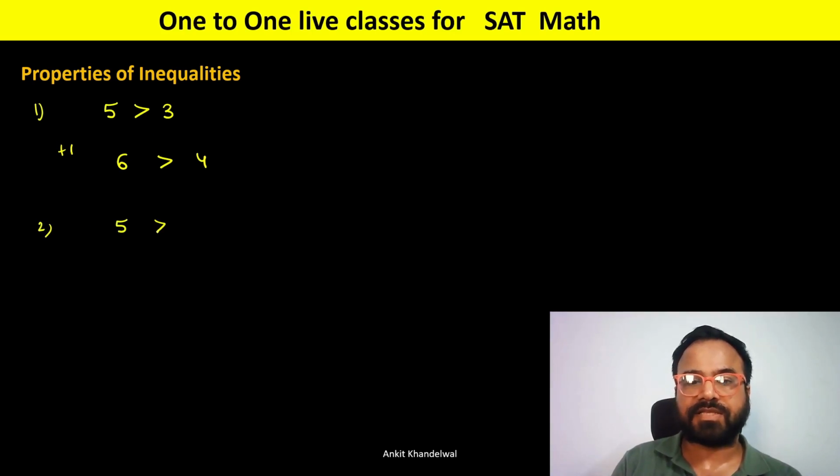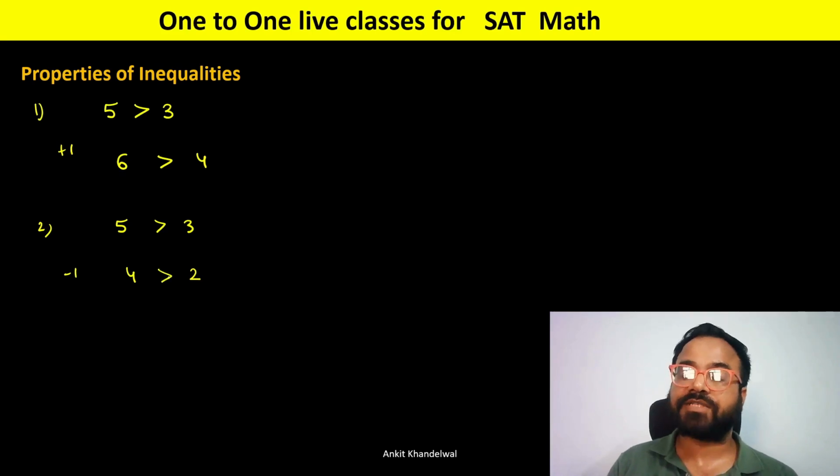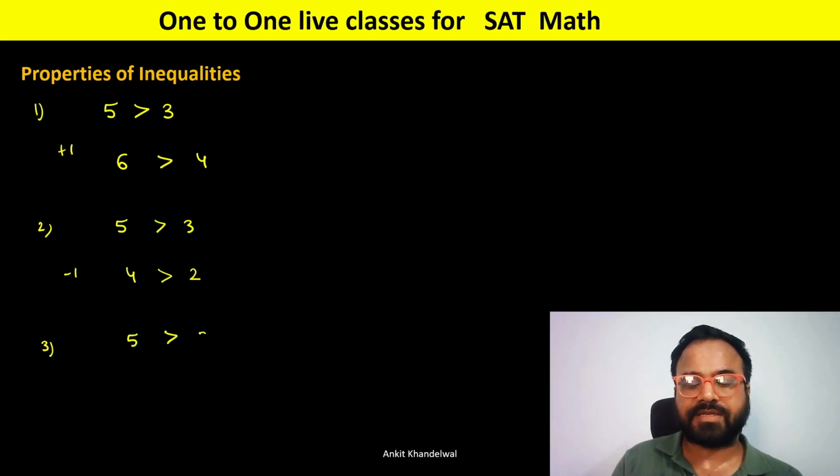In the same way, if I subtract 1 on both sides, this will become 4 and this will become 2. Still 4 is greater than 2, so we can subtract the same number on both sides of the inequality. If I, let's say, multiply by 2 on both sides, that will become 10 and that will become 6. Still 10 is greater than 6, so yes, we can multiply both sides by the same positive number.